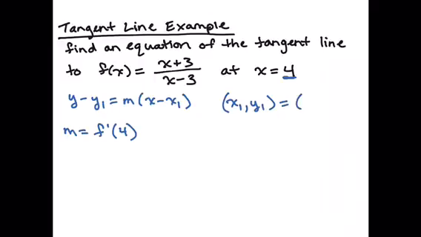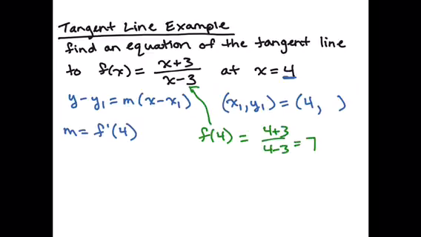Well, we were given the x. We need to find the y. I find the y by plugging into the original function. So if I plug a 4 back in here, I get 4 plus 3 over 4 minus 3. That's just going to be 7. Okay, so I know that I have to find the slope, and I have my x1, y1 that I'll use at the end. We haven't done any calculus yet. Now it's time to find the derivative.